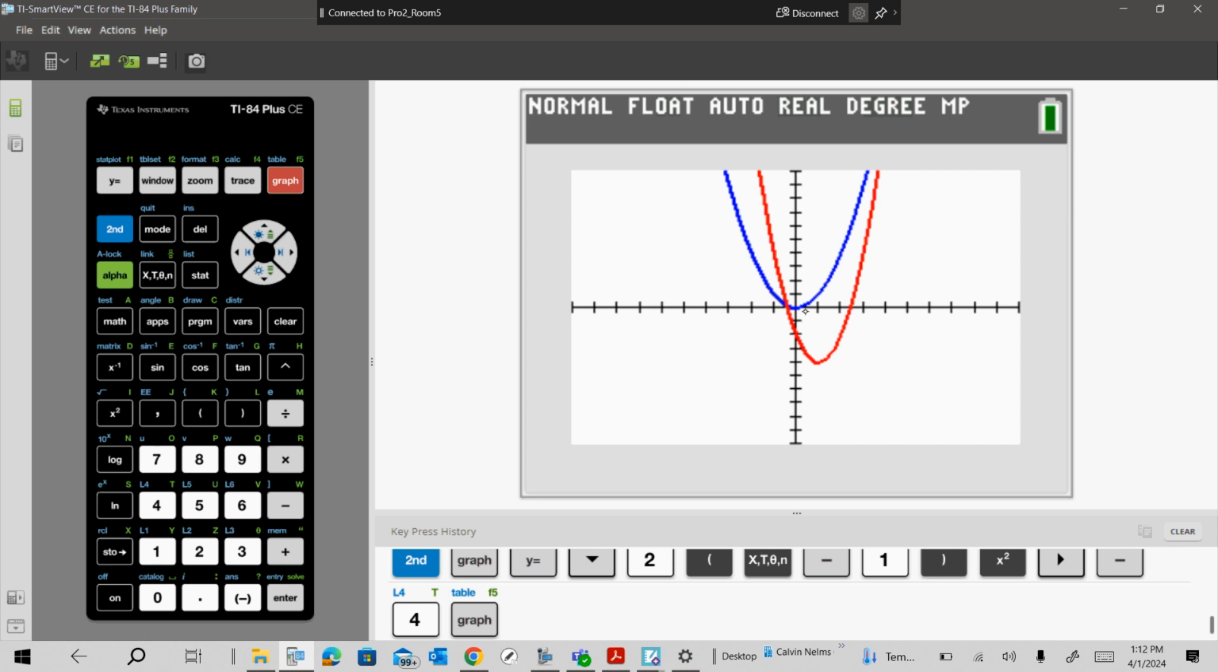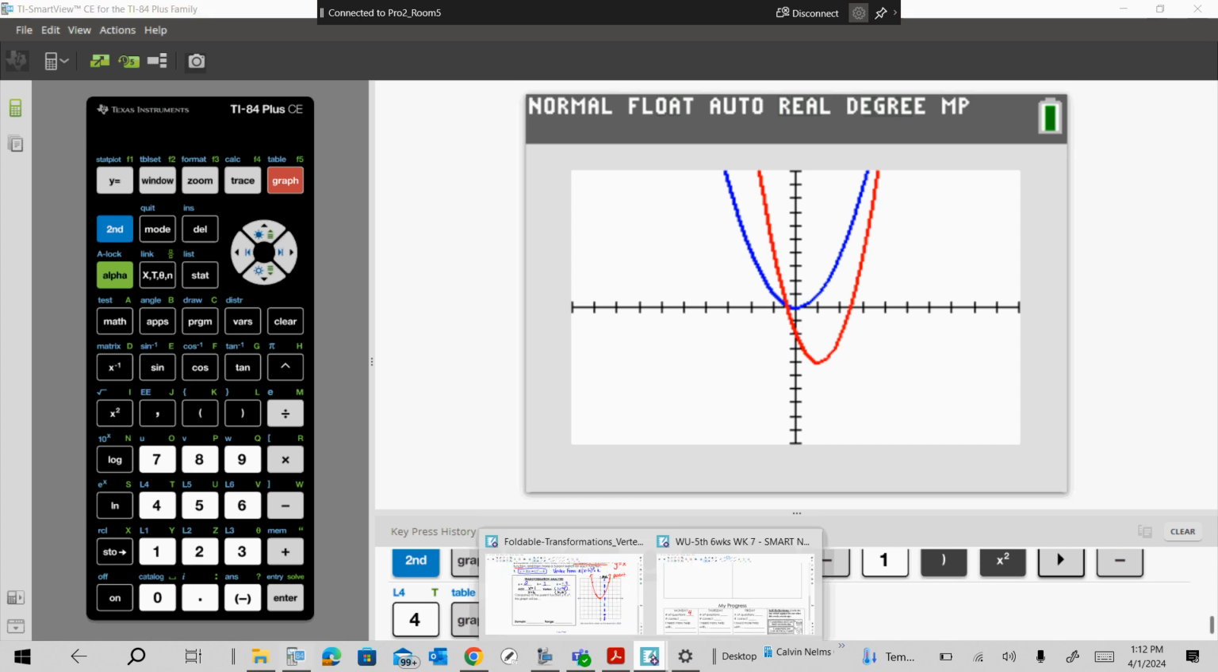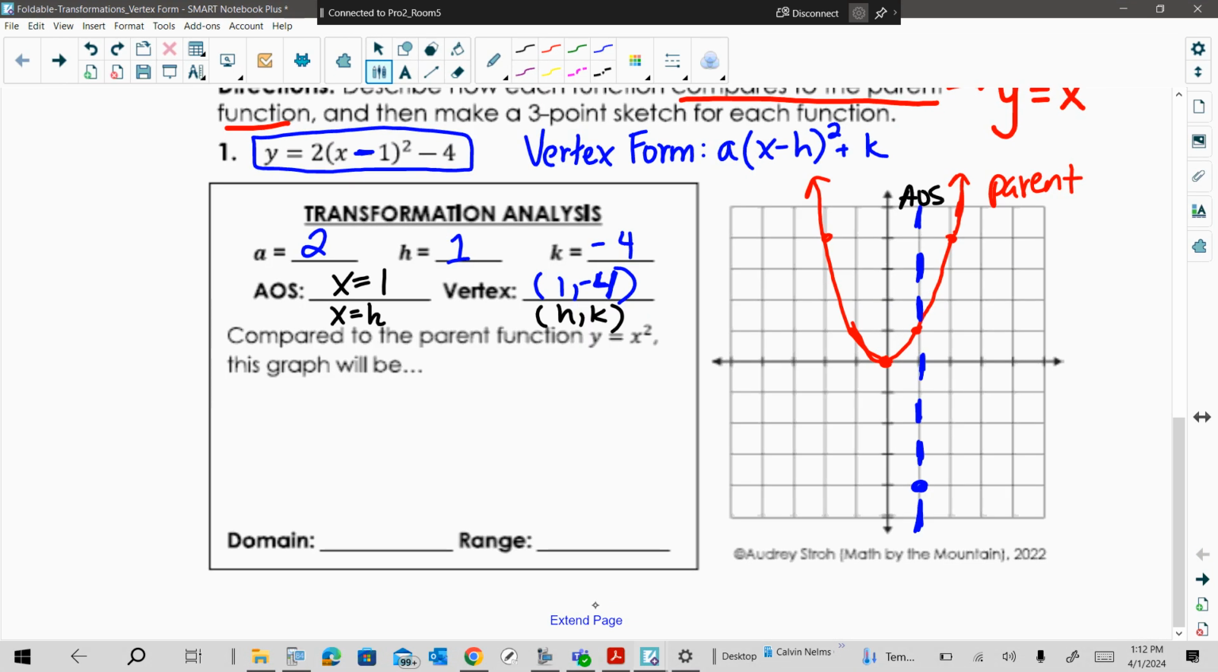So the way you check is you check your vertex. You see how this vertex is right here at 0? And this vertex is over here? It would have moved over 1, yeah, over 1 unit. So it was a shift to the right. And then it went down, right? Okay, so that's basically what we're describing as our comparison. Now, when we graph this, we have our vertex right here.